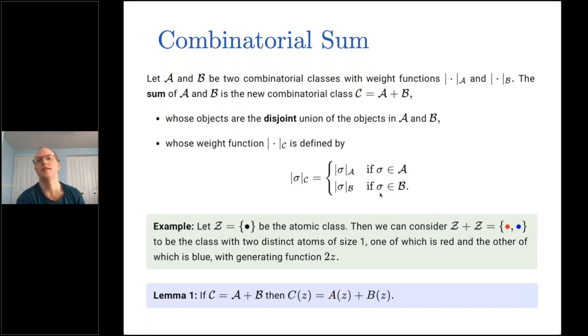I don't have time to prove this here, but if my class C is A plus B, then it turns out the generating function, you just add them. This is one reason we call it the combinatorial sum. Okay, so that's our first of 3 operations.